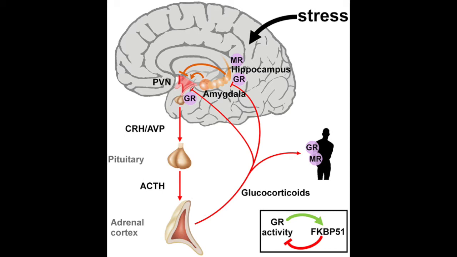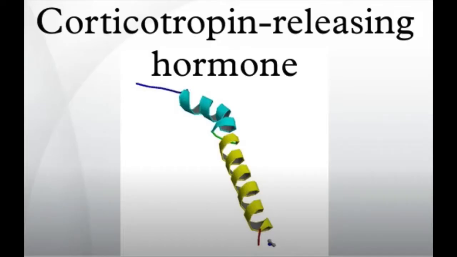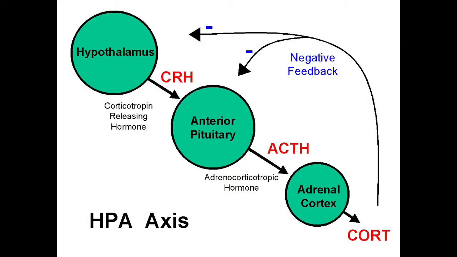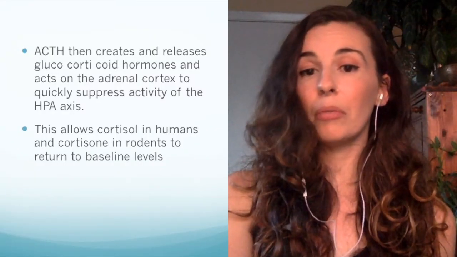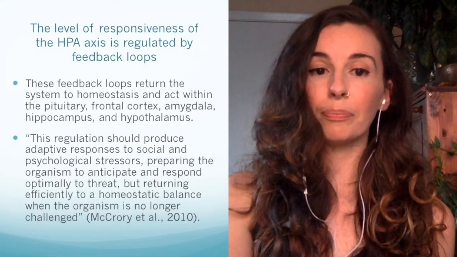Then the paraventricular nucleus of the hypothalamus releases, upon stressor exposure, corticotrophin-releasing hormone, or CRH, and arginine vasopressin, AVP. The main balancing hormone of the HPA axis is CRH. After exposure to an acute or chronic stressor, CRH is stimulated within seconds. CRH is then moved to the anterior pituitary gland where it activates adrenocorticotropic hormone, or ACTH. ACTH then creates and releases glucocorticoid hormones and acts on the adrenal cortex to quickly suppress activity of the HPA axis. This allows cortisol in humans and cortisone in rodents to return to baseline levels.